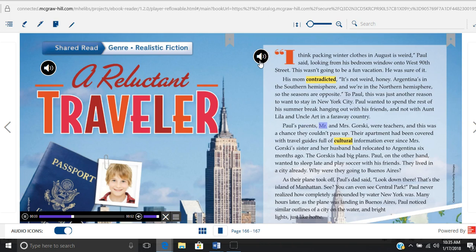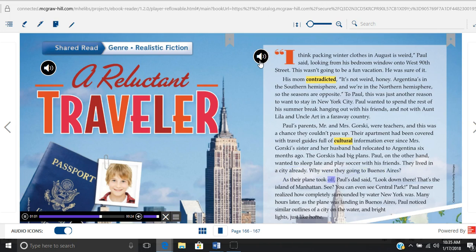Paul's parents, Mr. and Mrs. Gorski, were teachers, and this was a chance they couldn't pass up. Their apartment had been covered with travel guides full of cultural information ever since Mrs. Gorski's sister and her husband had relocated to Argentina 6 months ago. The Gorskis had big plans. Paul, on the other hand, wanted to sleep late and play soccer with his friends. They lived in a city already. Why were they going to Buenos Aires?